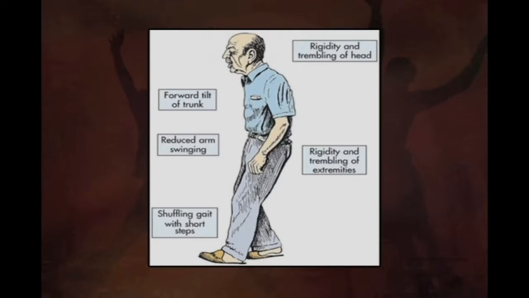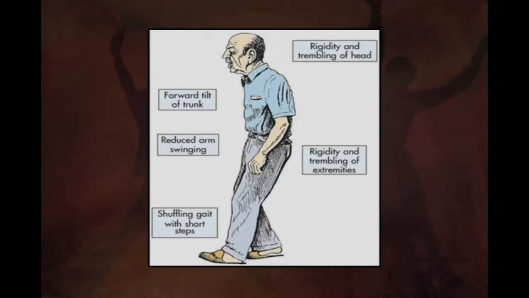So let us just look at this figure and then see what are the major symptoms. As indicated in the figure, there is a rigidity and trembling of the head. There is a forward tilt of the trunk as you are seeing. There is a reduced arm swinging, there is rigidity and trembling of extremities, and there is a shuffling gait with short steps.